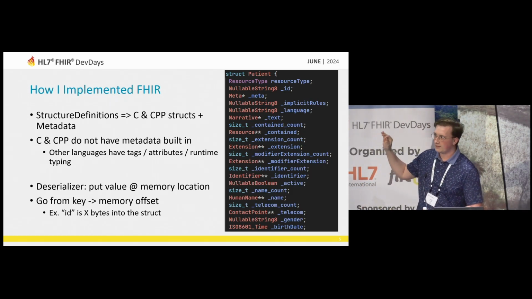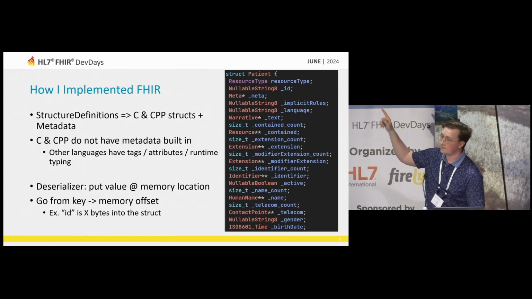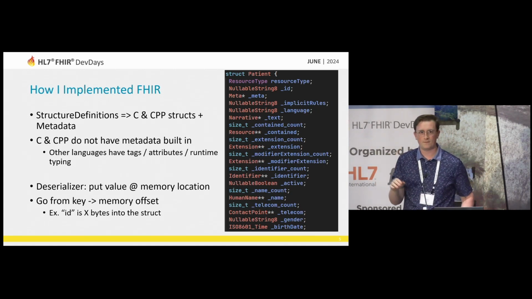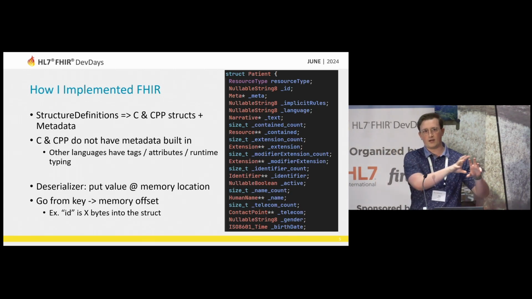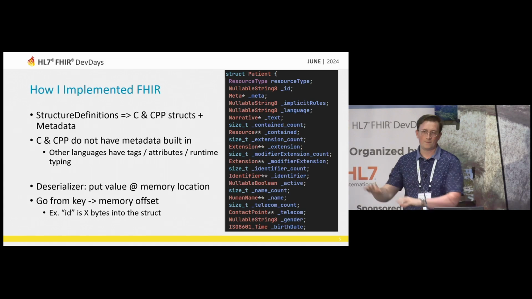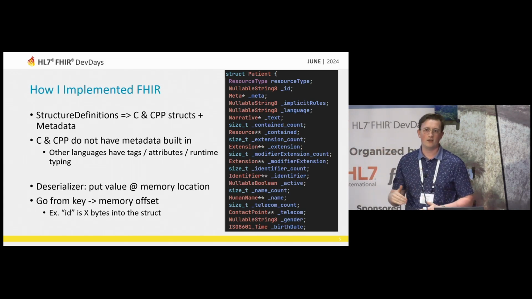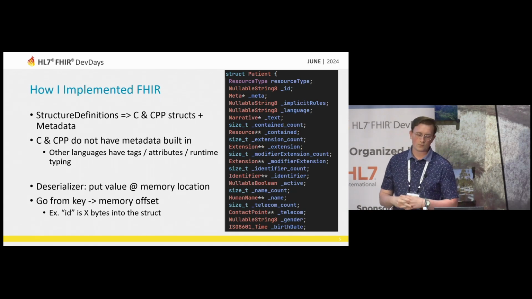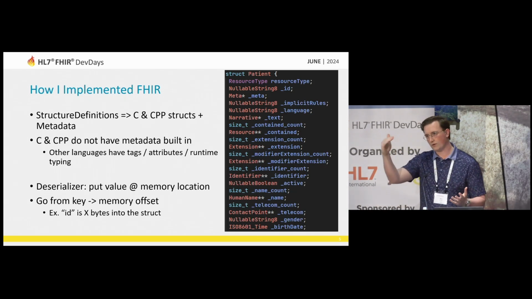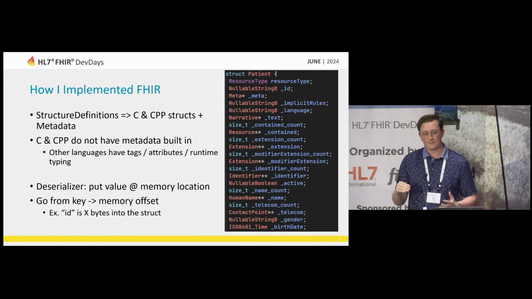So combined with the field at the top, which is just an enum of the resource type, that is a struct, I also pulled out a lot of metadata from the structure definitions and put them in another structure and file that I can query when I need that data. So if at runtime I need to know what type a field is, I can just say, what is the language field on a patient, and I get that information.